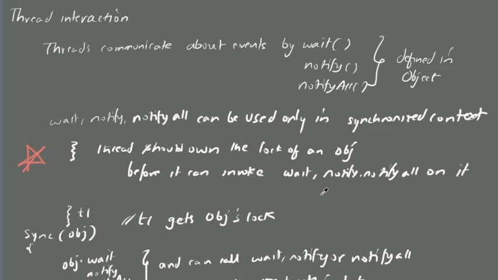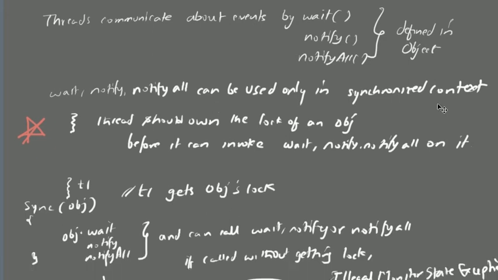In this video, I'll be talking about how threads interact with each other and communicate about certain events. Threads communicate about events by the following methods defined in the Object class: wait, notify, and notifyAll. A thread can execute these methods only within a synchronized context.